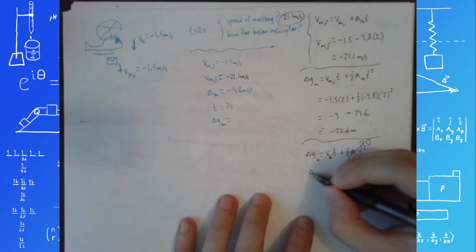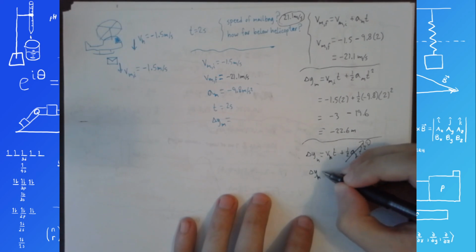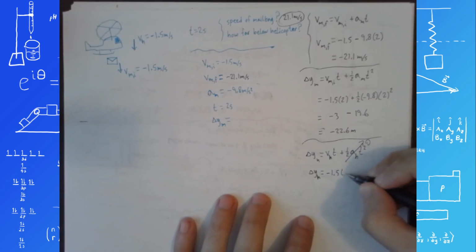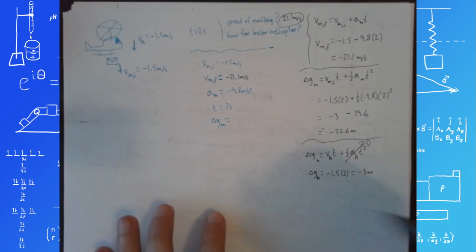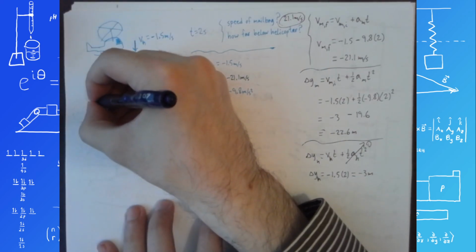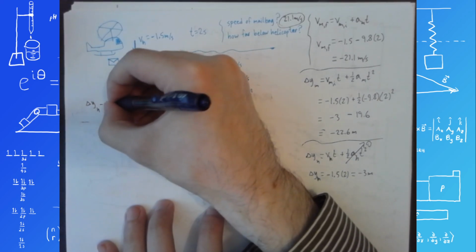And so delta y of the helicopter is equal to negative 1.5 times 2, which is equal to negative 3 meters. So the helicopter went down 3 meters in the same amount of time that the mailbag went down 22.6 meters. So the gap between them is negative 3 minus negative 22.6, which is 19.6 meters. Delta y helicopter minus delta y mailbag.